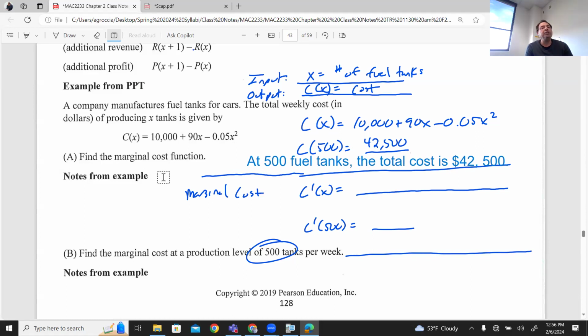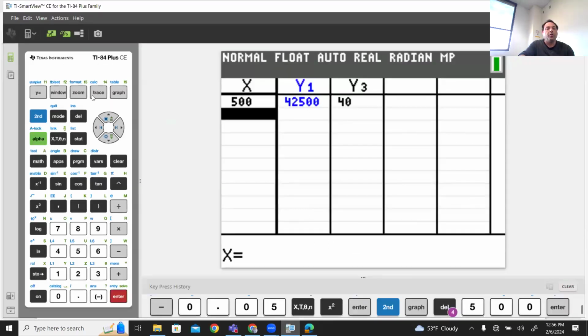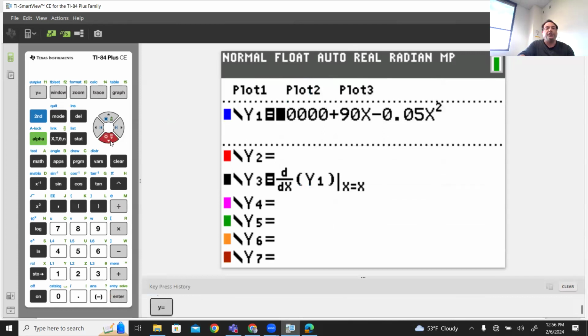Okay. Marginal cost is something totally different. It's how that cost is changing. So if you take the derivative of 10,000, what's that? 0. What's the derivative of 90x? 90. And then what's the derivative of minus 0.05x squared? Minus 0.1x. So if you take the derivative wrong, it's going to come out wrong, but hopefully you catch that in the calculator.